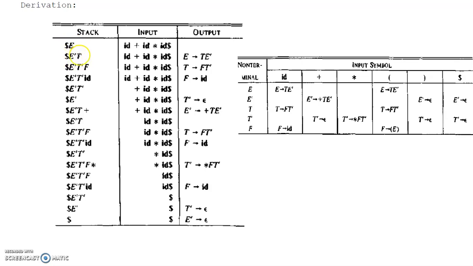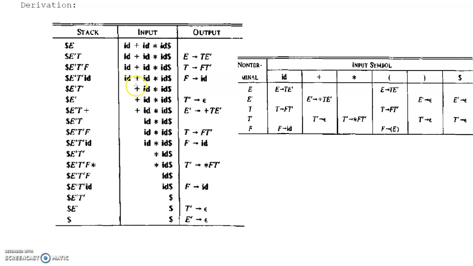Now the stack top contains T and the top of the input is id. Once again check the T row and id column, that is FT dash. So T dash F is going to be pushed into the stack. Then check the entry of F on id: F row, id column, that is F tends to id. So F is going to be replaced by id. Now the top of the stack and the input are equal, so pop the symbols and advance the pointer one position towards the right.